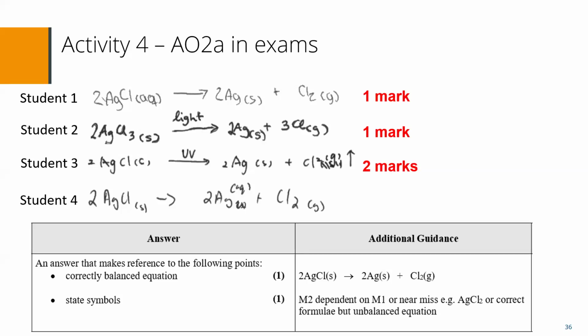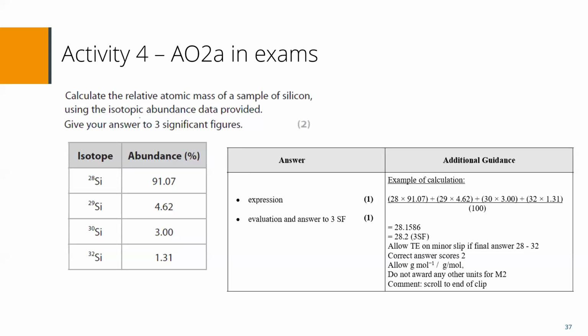Okay, the last one, just 1 mark because you've got an incorrect state sign for silver, AQ, instead of solid. So 1, 1, 2, 1. Okay, that's a nice little starter. Let's have a look at the next question, which is a calculation, okay, which again obviously targets AO2A.